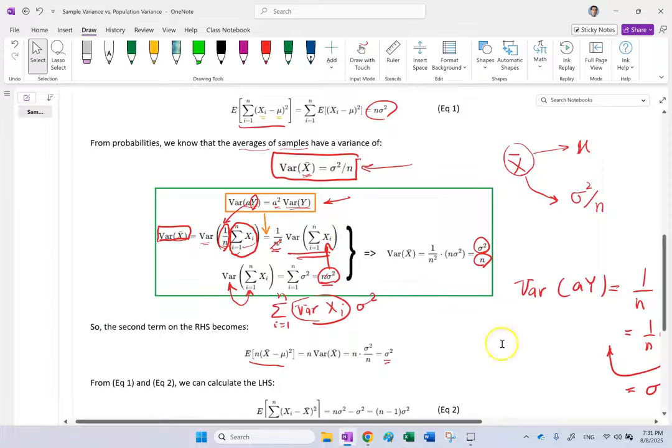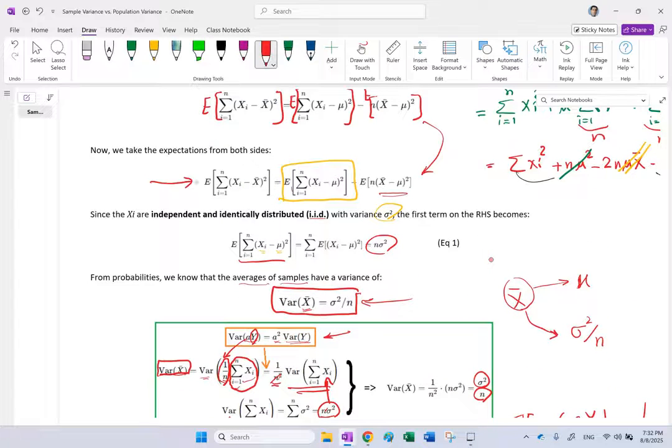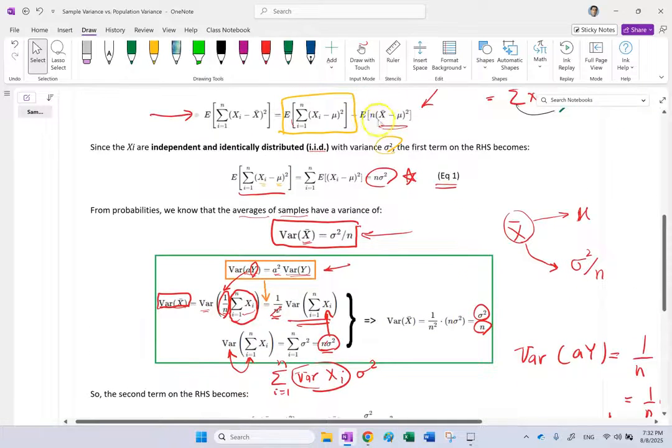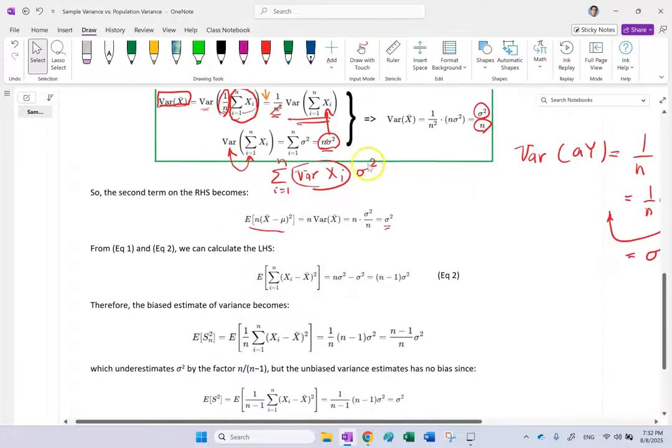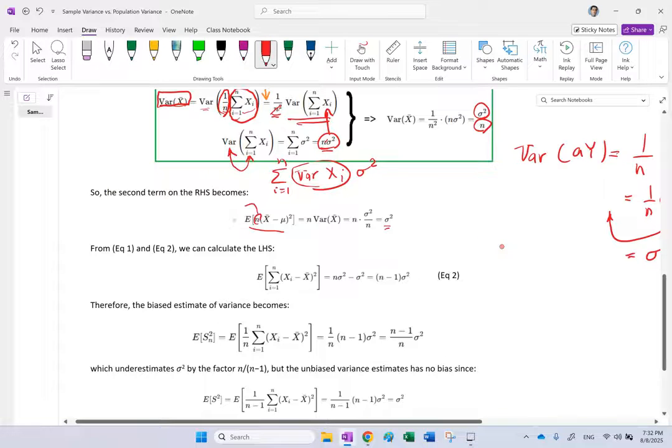Fine. Now if that's the case, let's go back and look at the second term of the right-hand side of that equation here. For the left-hand side, I showed that it is equal to n sigma squared. That's called equation 1. Now let me show you what the right-hand side becomes. The right-hand side is the expectation of n times (x bar minus mu) squared, right? So what is that going to be? This n is a constant, so I can bring it out of the expectation.